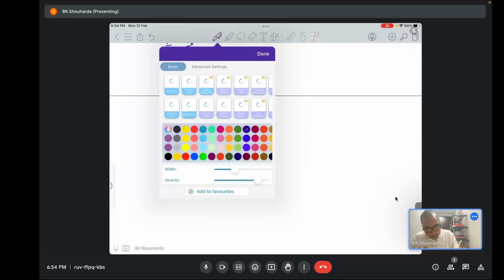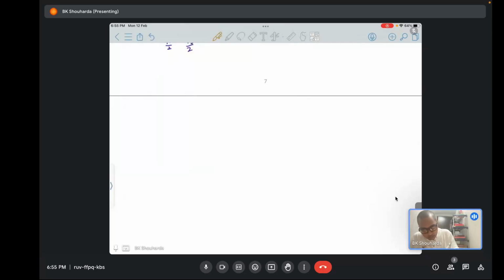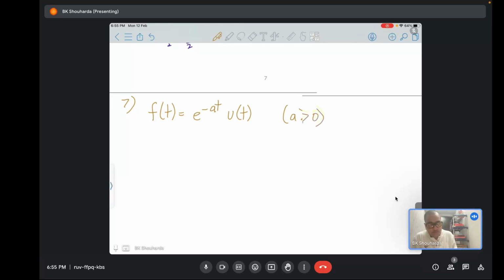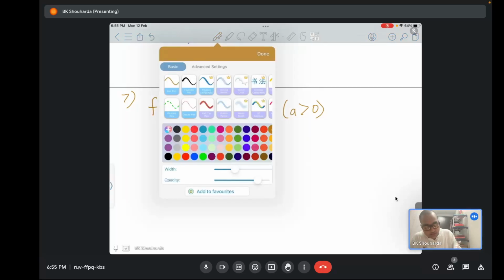Now let's look at question number 7. And what is that? We have a signal f of t is e to the power minus a t u of t, a is greater than 0. How does it look like? First of all, we have to find its Fourier transform, but before that, let's plot the signal first.